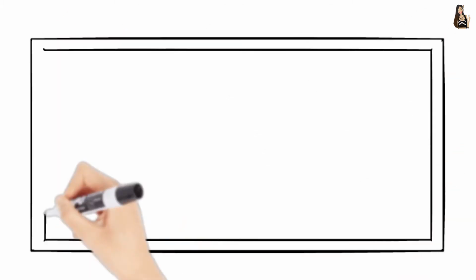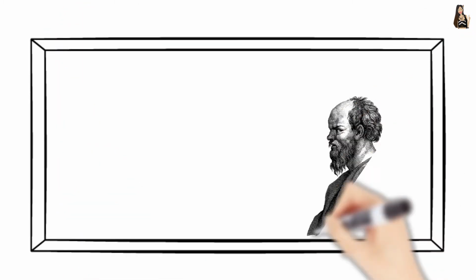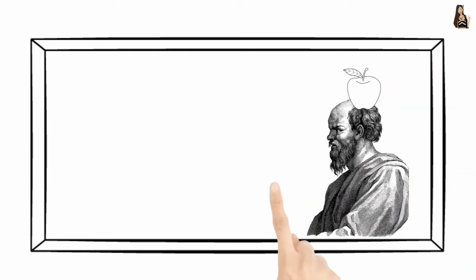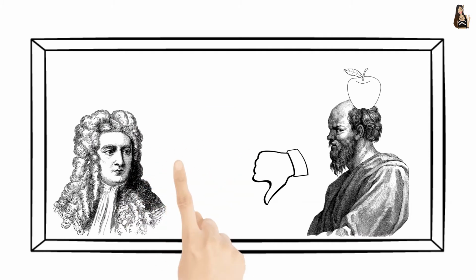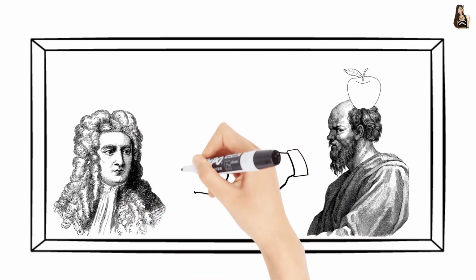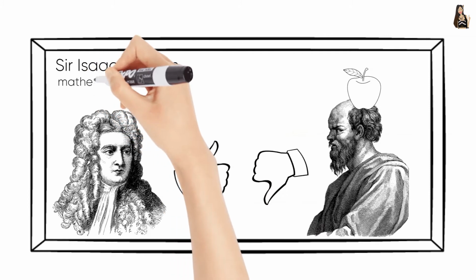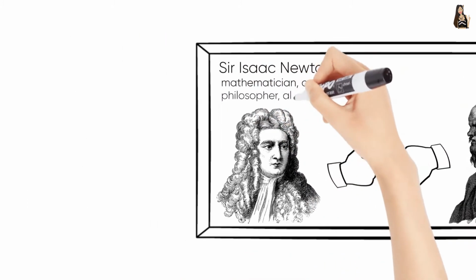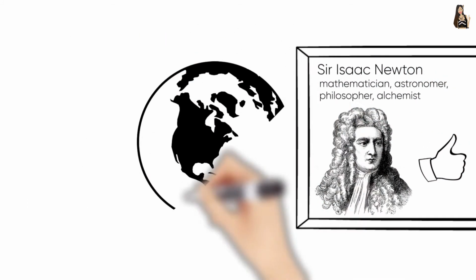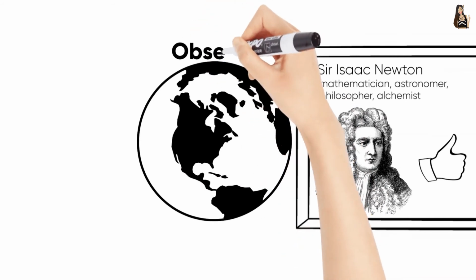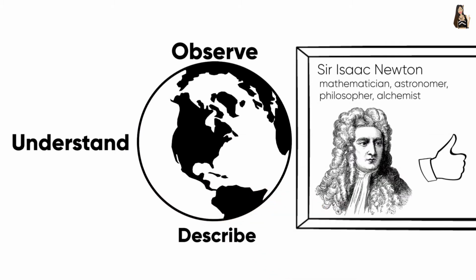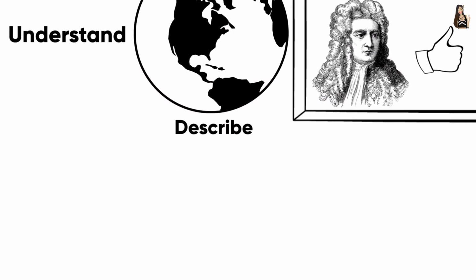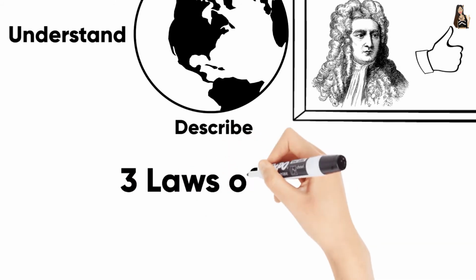So some laws of physics have been described by the Greeks, but we know now that most of them were wrong. However, the first person to develop theories that actually worked and still work today, so people still use them today, is Sir Isaac Newton, a mathematician, astronomer, philosopher, alchemist. So he observed the world around us and then tried to describe it and write down what he sees. And in the 17th century, he presented something called the 3 laws of motion.